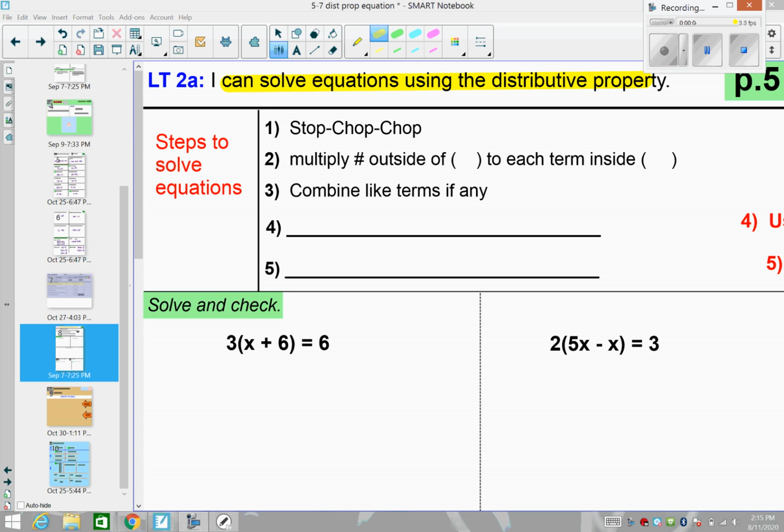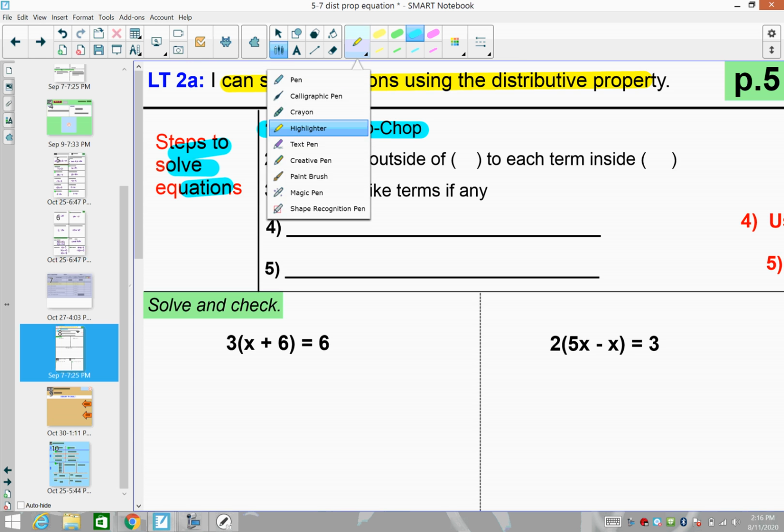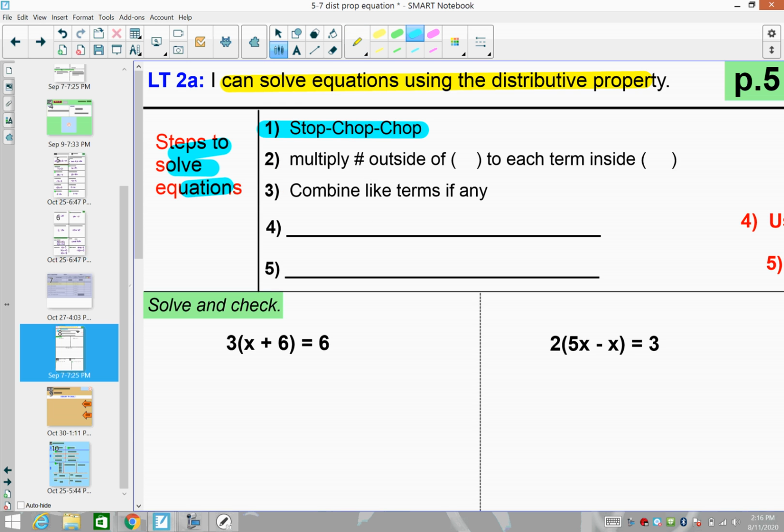Hey, math friends. So our learning target today is: I can solve equations using the distributive property. For our steps to solve equations today, the first thing that we're going to do is stop, chop, chop. And you know that you can also tug of war the numbers. There are other options to stop, chop, chop.